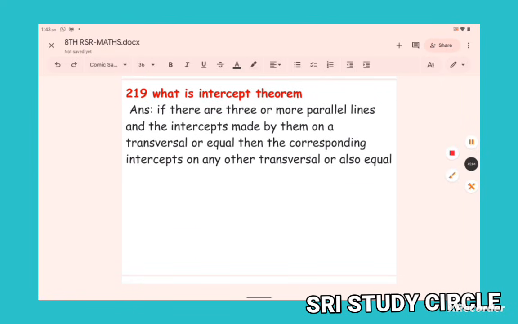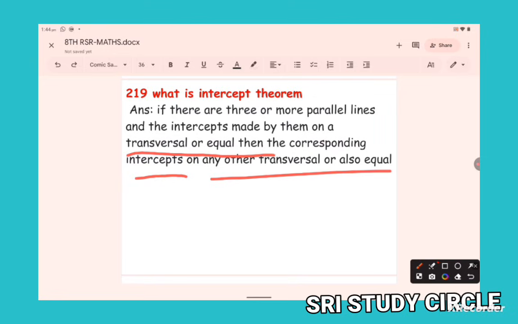What is the intercept theorem? If there are three or more parallel lines and the intercepts made by them on a transversal are equal, then the corresponding intercepts on any other transversal are also equal.